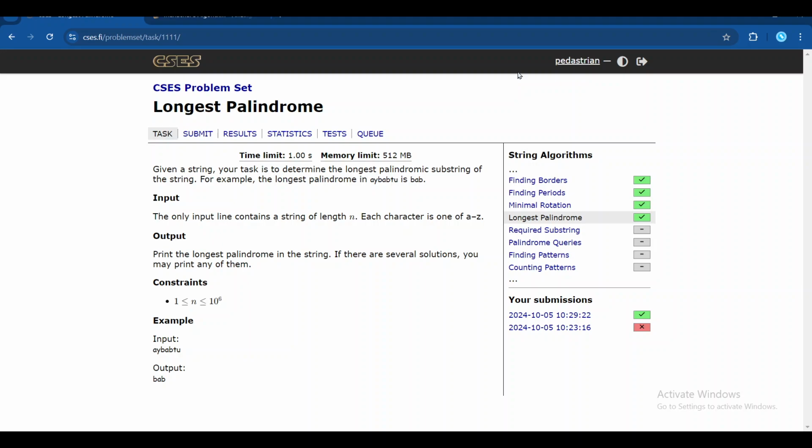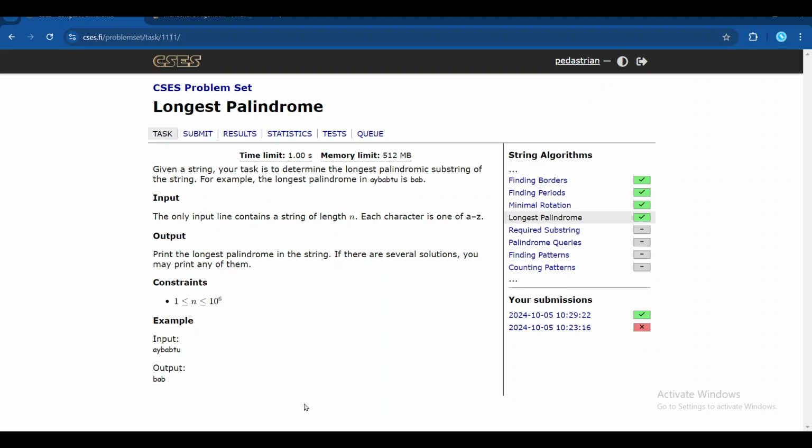Hello everyone. Today I am going to discuss one problem from the CSES problem set, which is longest palindrome, and along with this I will discuss one string algorithm, which is Manacher's algorithm. So what is the problem? We are given a string and our task is to determine the longest palindromic substring of the string. For example, the longest palindrome in the string AYBABTU is BAB.